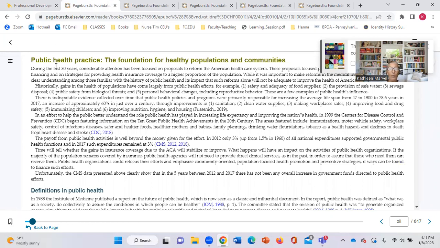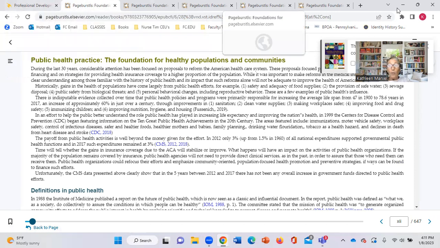Okay, so this chapter covers the foundation for healthy populations and community. First thing you need to remember with community is the reason why this class is at the end of your program: you are taking all the concepts from the classes that you've taken so far, and now we're pulling them all together and caring for individuals, families, groups, and communities. So we're moving the care from the hospital setting into the community setting.